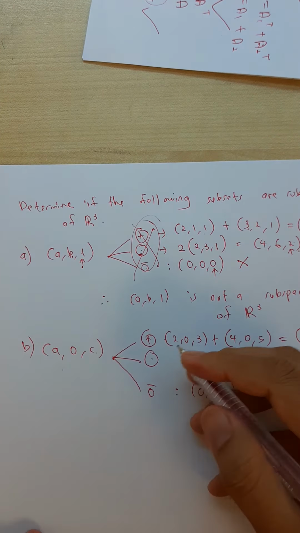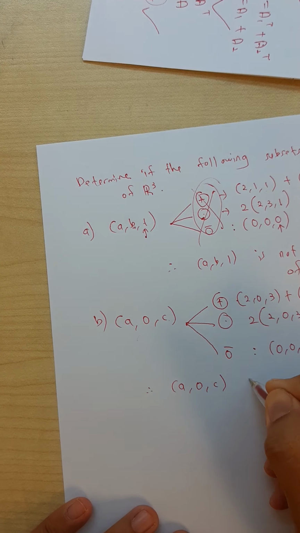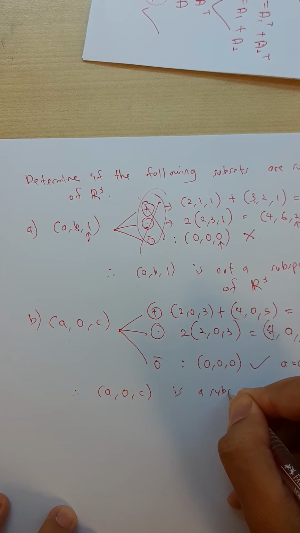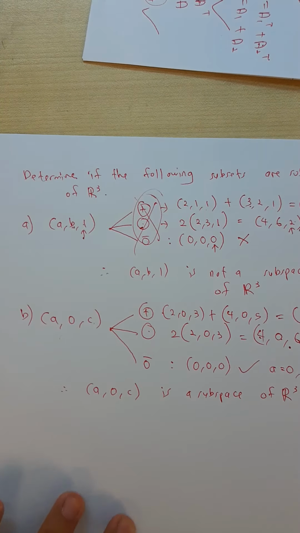And now let's try scalar multiplication. 2 multiplied with, let's say, (2, 0, 3). What are you going to get? You're going to get (4, 0, 6). So you tell me now, is it acceptable? Yes, it is, because it is of the same form, (a, 0, c), for any number a and any number c. So you can make a conclusion and say that (a, 0, c) is a subspace of R3. Good. I hope these examples help you in understanding the meaning of subspaces.